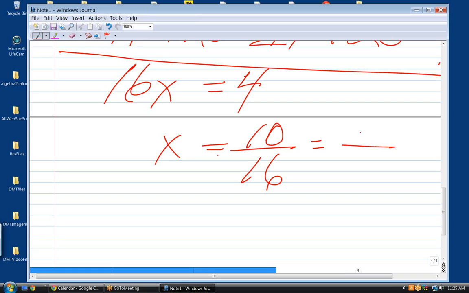That becomes 5. And the bottom? That's going to become... So that's how I do it. So when I'm looking to simplify these fractions, I'm always looking for the biggest number that I can divide both the numerator and the denominator evenly by.